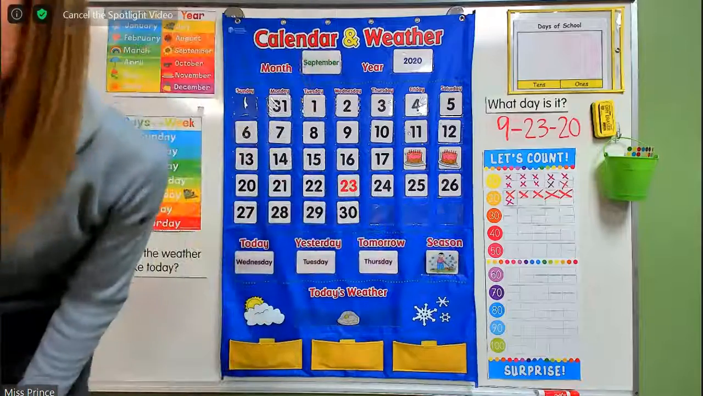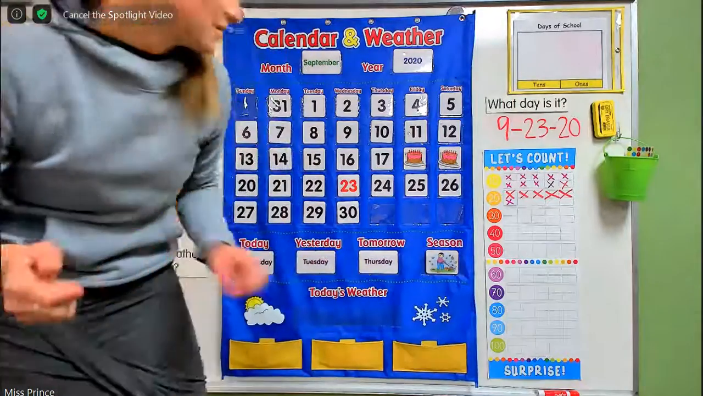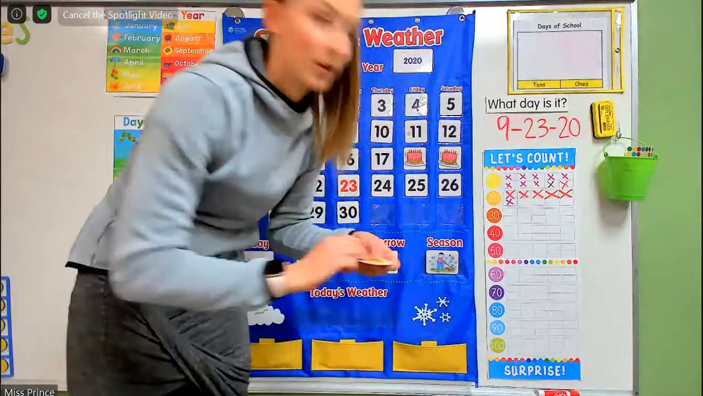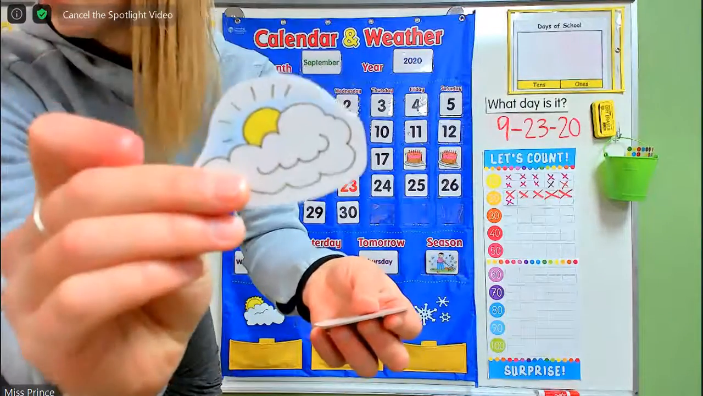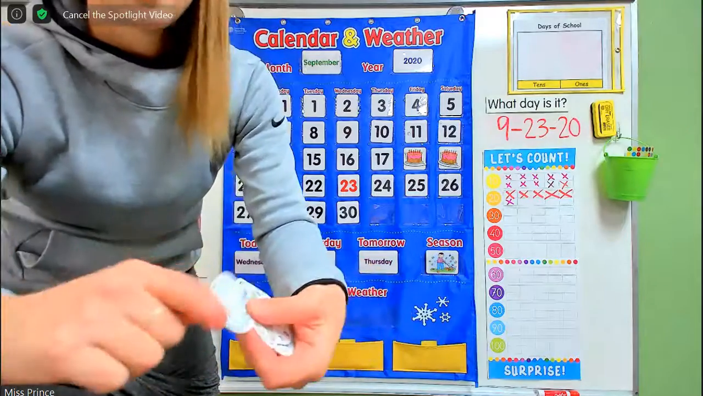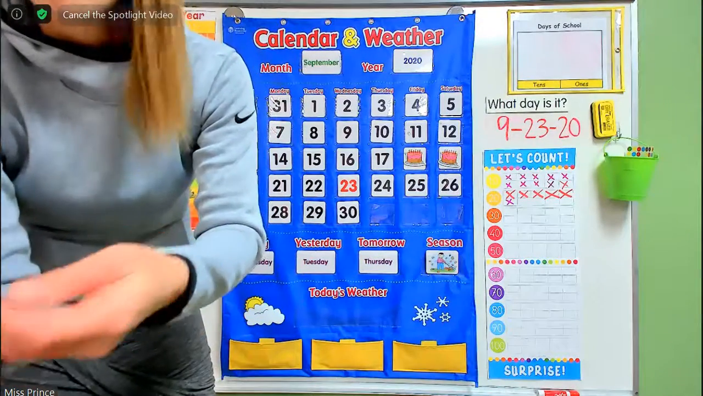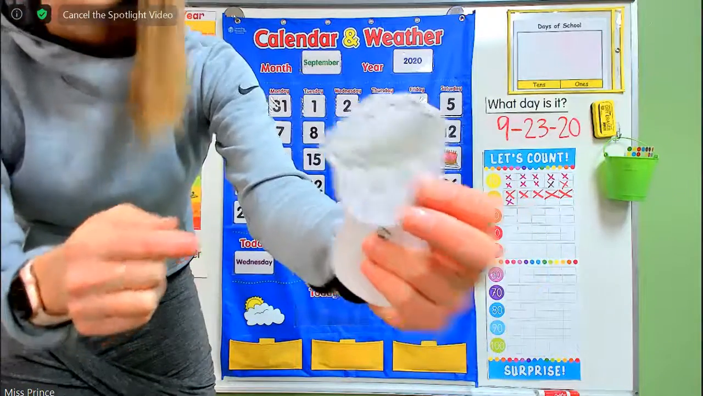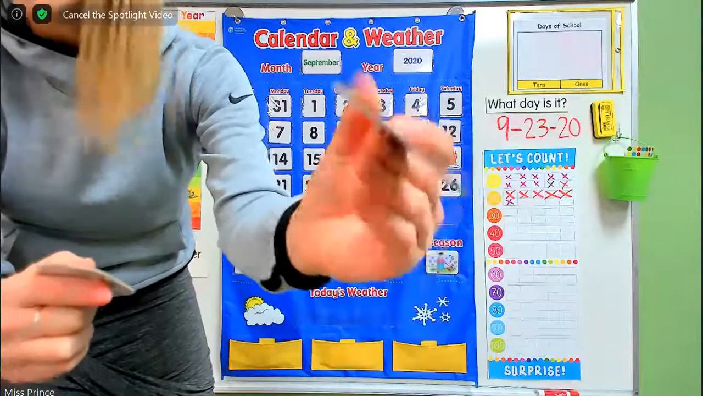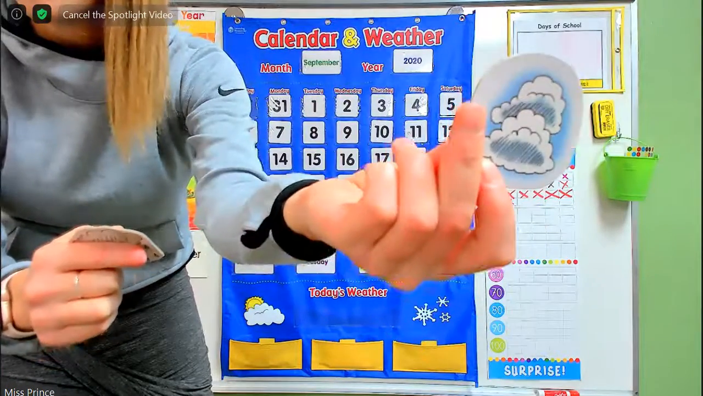I'm also going to have you help me out with today's weather, though. So I want you to be thinking about what the weather is outside. So we have sunny, partly cloudy, windy. If you have an idea of what the weather is like, I want you to say, today's weather is, and then let me know what today's weather is. Okay, Adrian?